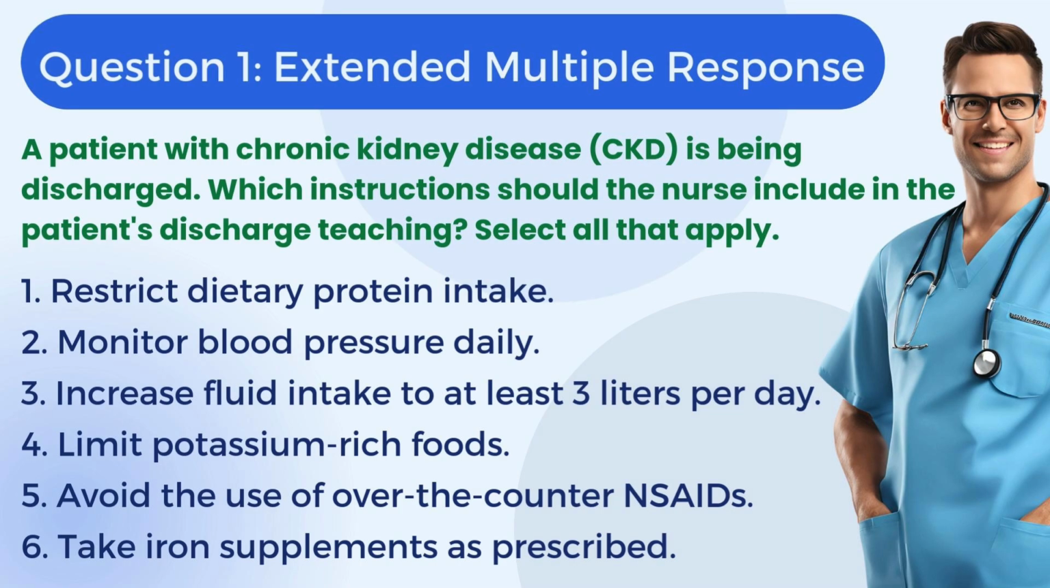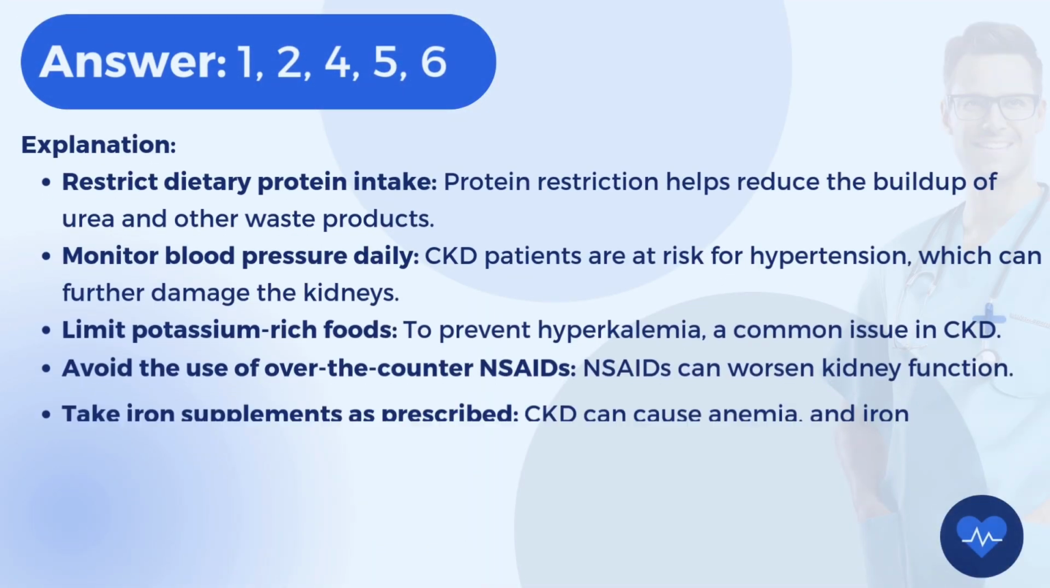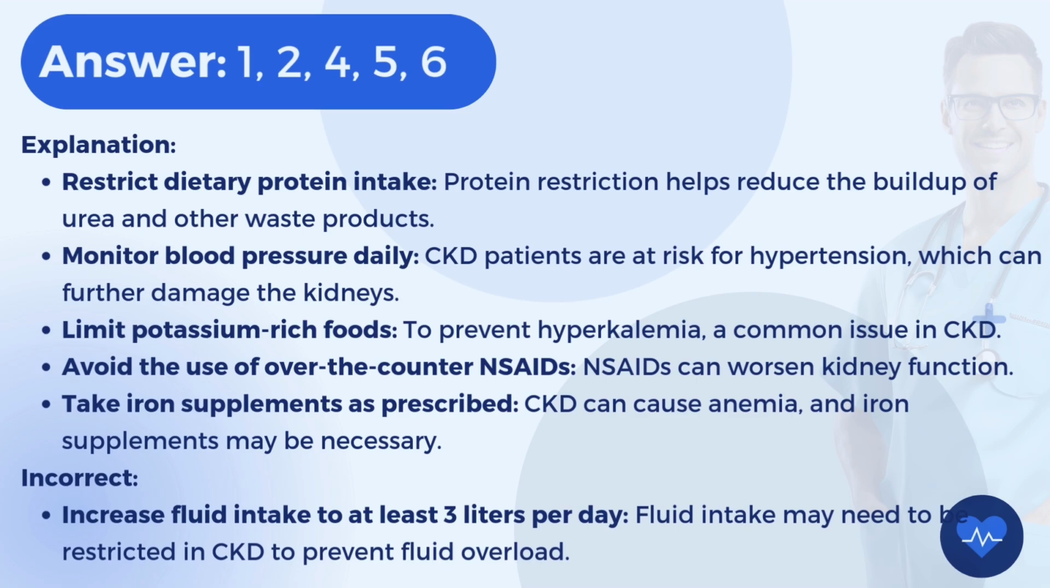Select all that apply. Restrict dietary protein intake. Monitor blood pressure daily. Increase fluid intake to at least 3 liters per day. Limit potassium-rich foods. Avoid the use of over-the-counter NSAIDs. Take iron supplements as prescribed. Answer: 1, 2, 4, 5, and 6.